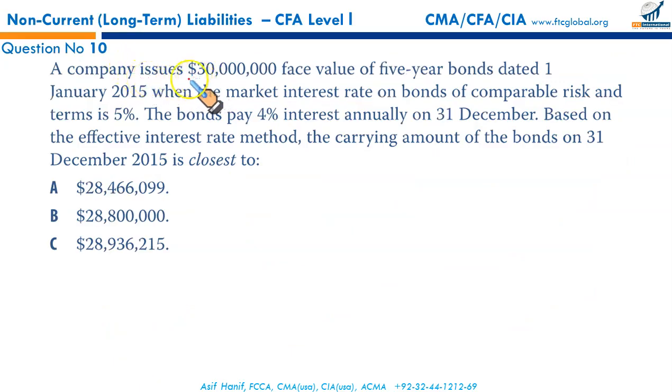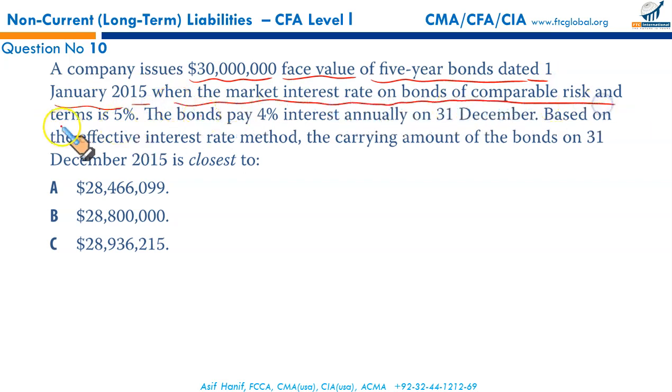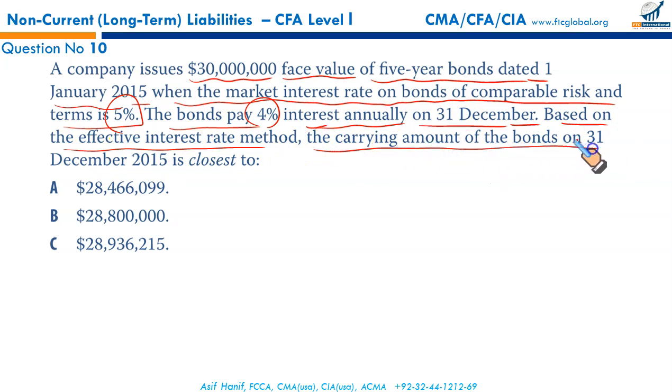A company issues 30 million face value of 5-year bonds dated 1st January 2015 when the market interest rate on bonds of comparable risk and terms was 5%. The bond pays 4% interest annually on 31st December. Based on the effective interest rate method, what is the carrying amount of the bond on 31st December 2015? Similar to the previous question, we issued the bond on January 1st, 2015. We need to calculate the value of the bond at 31st December 2015.